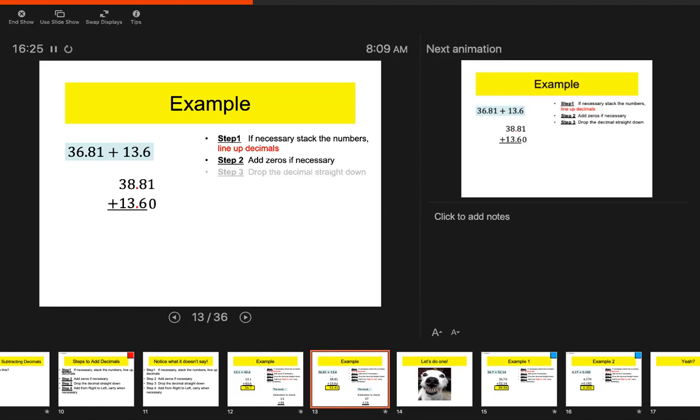So 0 plus 1. Oh, I'm sorry, I didn't drop my decimal. Straight down. Straight down. Straight down. 0 plus 1 is 1. 6 plus 8. When you get to a number that's larger than 10, what do we write? The ones place, and we carry one.